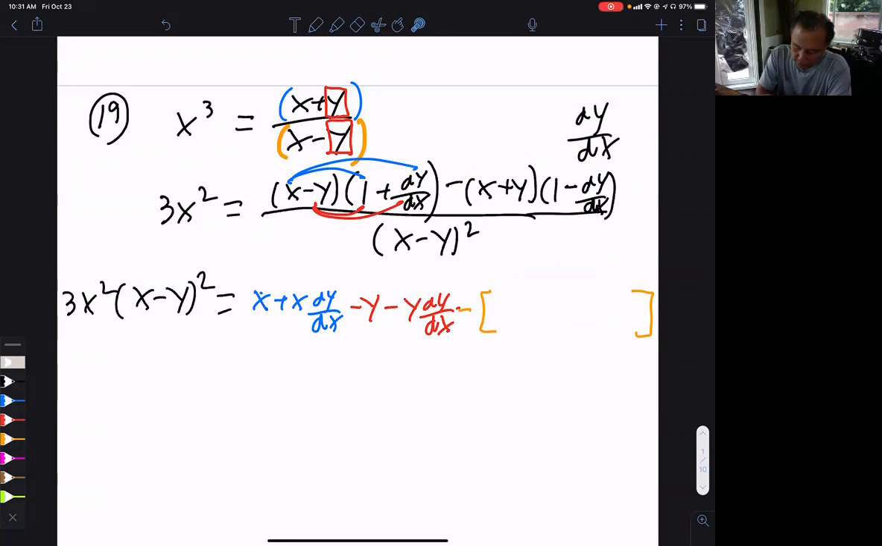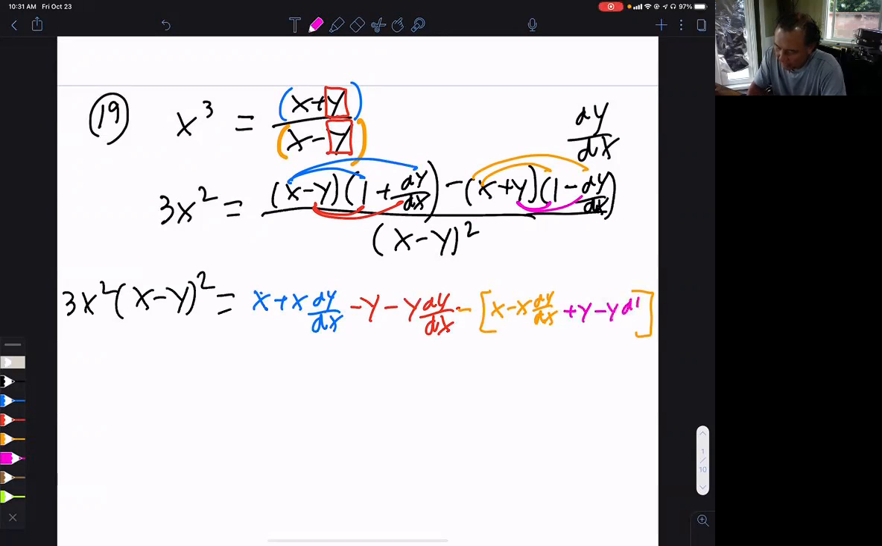So minus, realize I'm subtracting all of that. So I have to put brackets. I'm subtracting all of that. If you don't do that, you're going to have sign errors. So let me distribute that x there and there. That'll give me x minus x dy dx. And let me distribute the y there and there. I'm going to get plus y minus y dy dx.